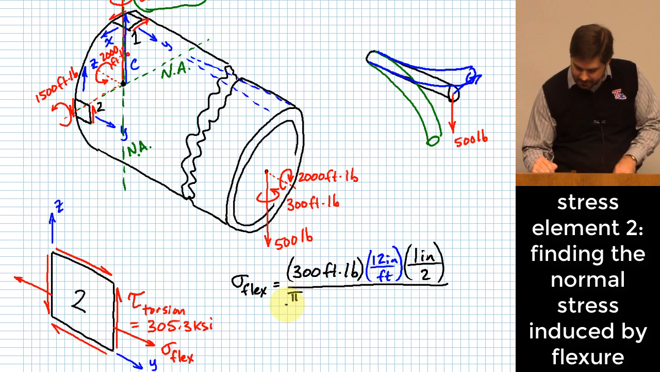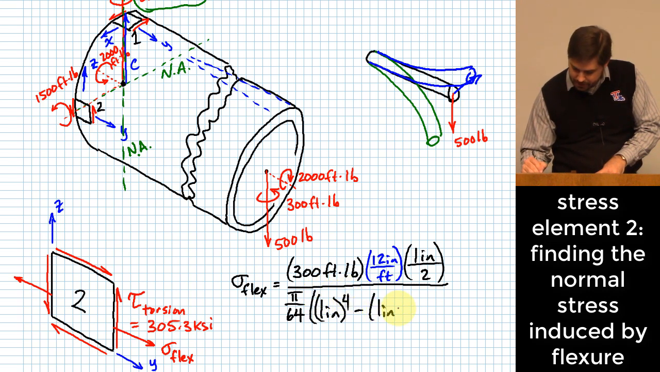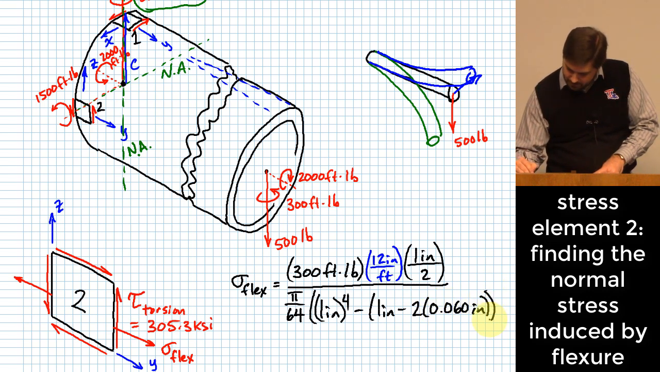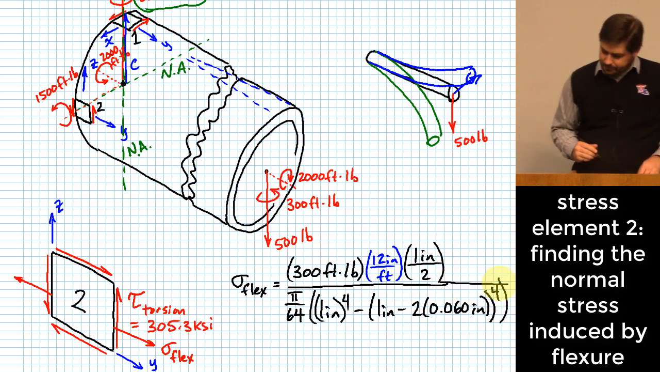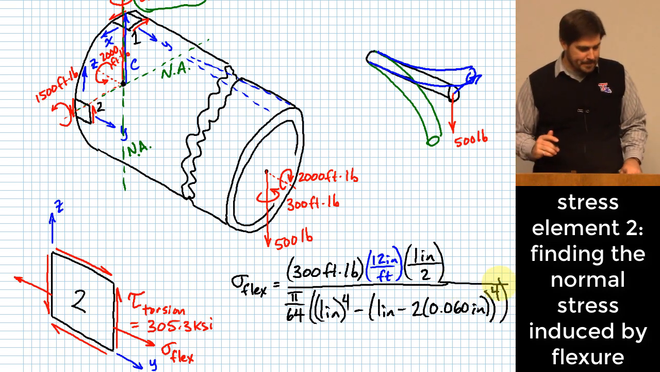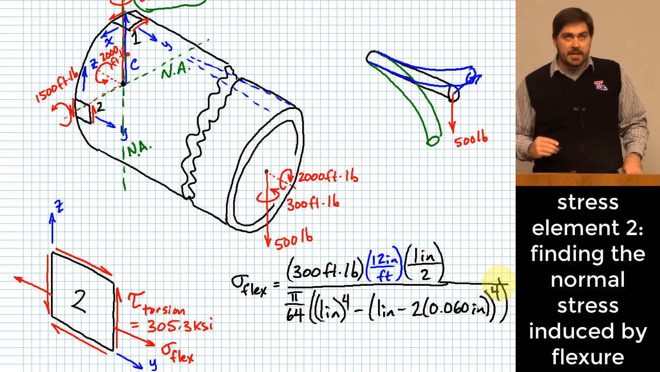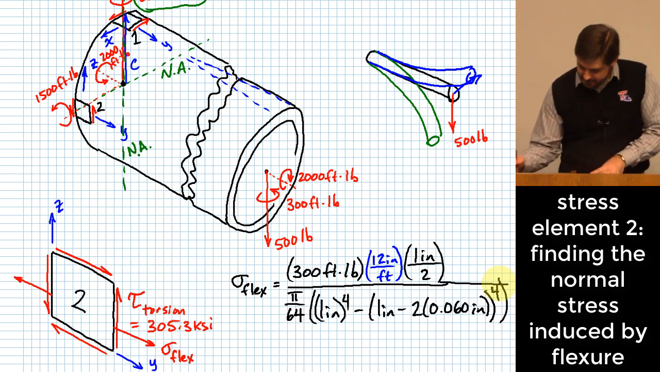Okay, same thing as I had for the other one, basically. Pi over 64 times 1 inch to the 4th minus 1 inch minus 2 times 60 thousandths of an inch, all of that to the 4th. Okay. And what that gives me is 91.6 KSI.